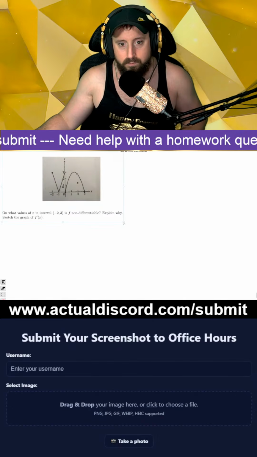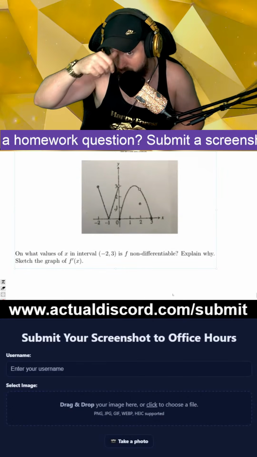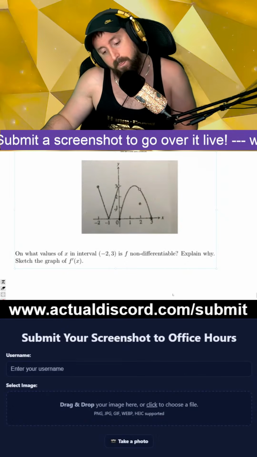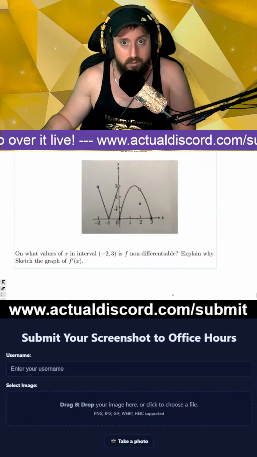Okay, cool. On what values of x in the interval -2 to 3 is f non-differentiable? Explain why. Okay. My professor never taught this in my class, so I don't have any clue how to do this.